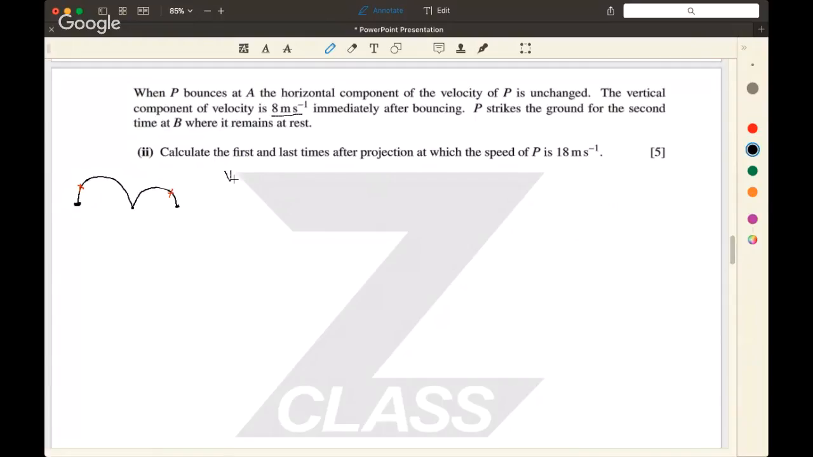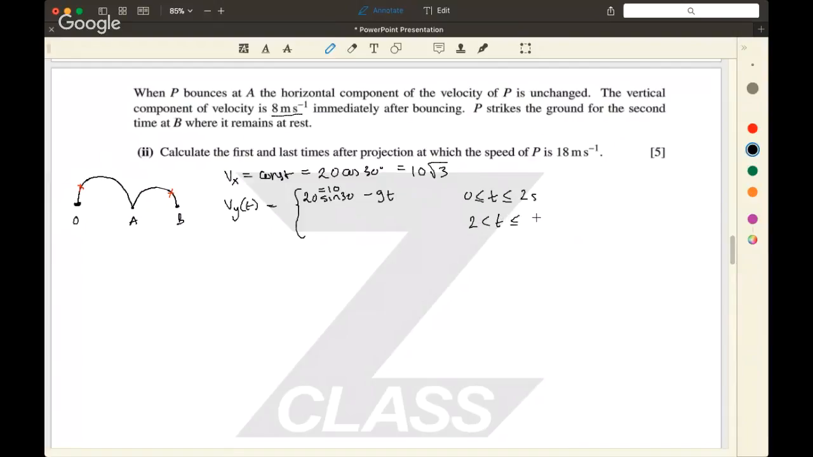Again, all this time we're taking Vx to be constant, which is 20 cosine of 30 degrees, which we're just going to write as 10 square root 3. And Vy is going to depend on where we are. So if we are between O and A, i.e. t greater than 0 and less than or equal to 2 seconds, this is given by 20 sine of 30 minus gt. Makes sense, right? It starts off with 20 sine of 30, which is actually equal to 10, and then minus gt will take you there. Now, exactly the same thing applies between A and B, which is t greater than 2 seconds, but less than, well, we'll find out in a second.